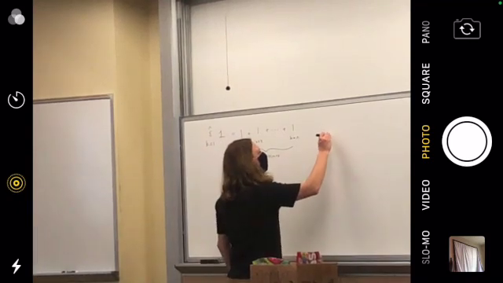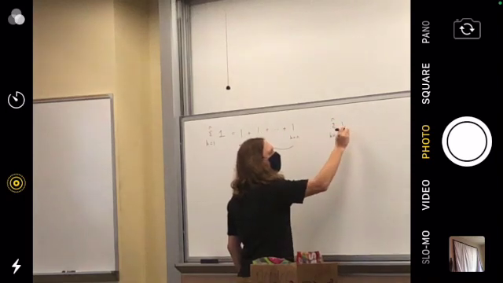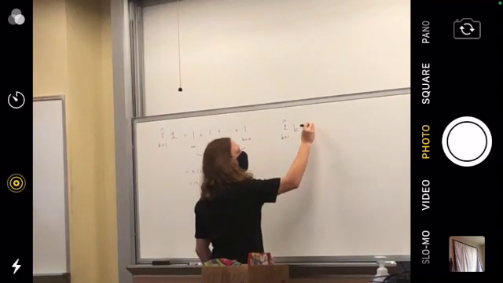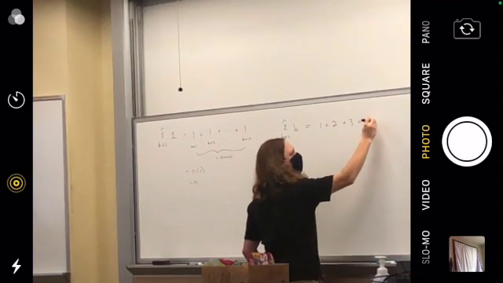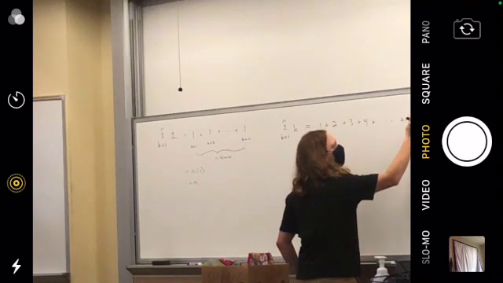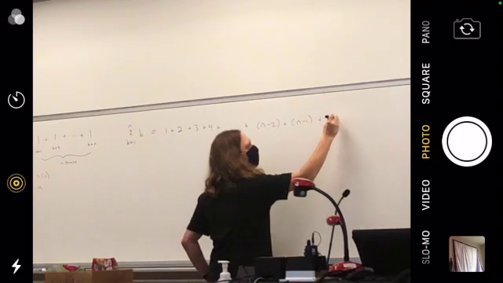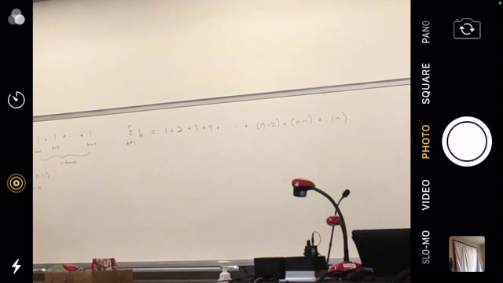This one's a little harder. This one has a cool trick to it. So this is equal to what? 1 plus 2 plus 3 plus 4. Keep going. Plus n minus 2 plus n minus 1 plus n. And we just keep adding all these together.